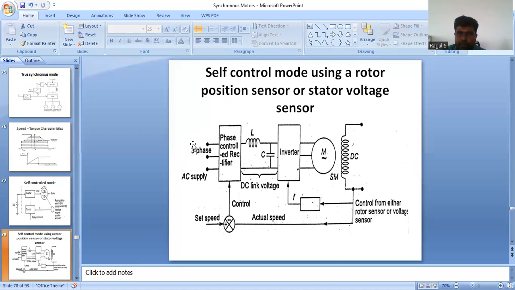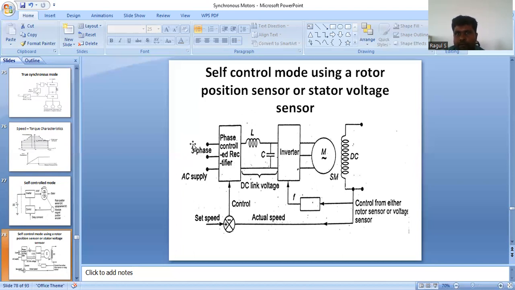If you are varying, there are two variations. One is shown in the diagram. Three-phase AC supply is fed to the phase control rectifier. This phase control rectifier converts AC to DC. Again, the LC acts as a filter. Under DC link voltage, it provides constant DC output. That constant DC output is fed to the inverter. That inverter output is fed to the synchronous motor. This is an open loop control.